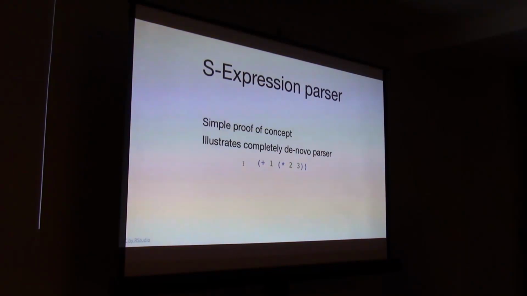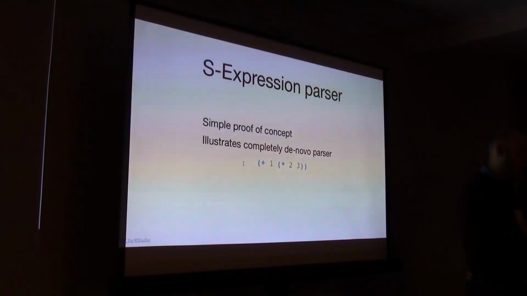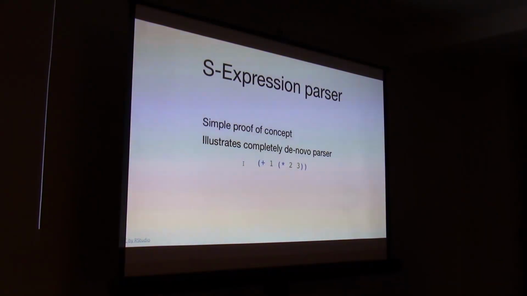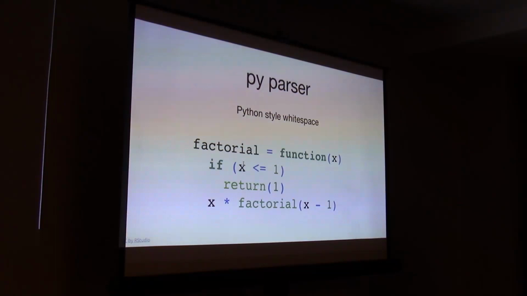The first example is the S expression parser. This is really just a very simple proof of concept. It's definitely not fully featured. Essentially, I wrote it to illustrate a completely de novo parser, so this doesn't use the native R parser at all.